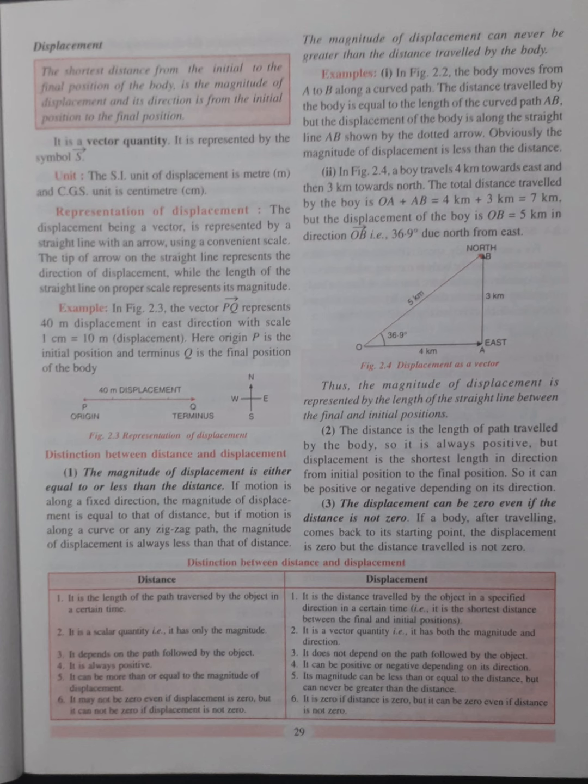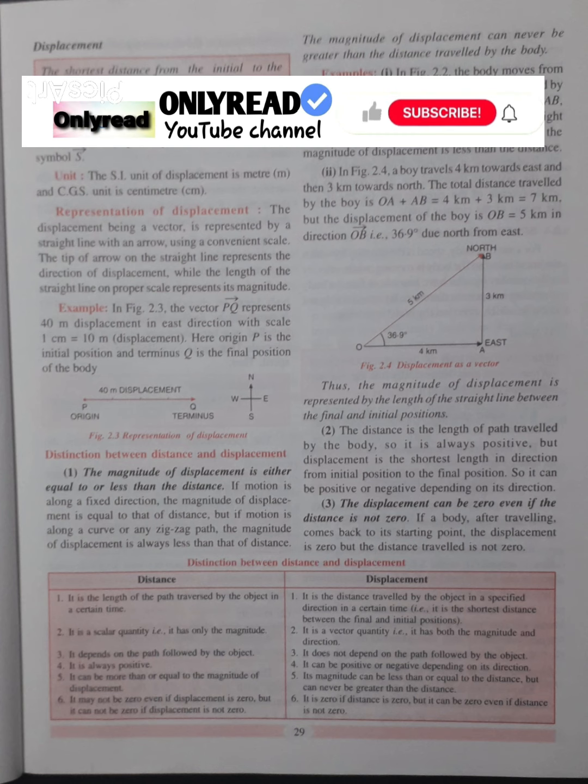Examples. In figure 2.0, the body moves from A to B along a curved path. The distance travelled by the body is equal to the length of the curved path AB, but the displacement of the body is along the straight line AB, shown by the dotted arrow. Obviously, the magnitude of a displacement is less than the distance.